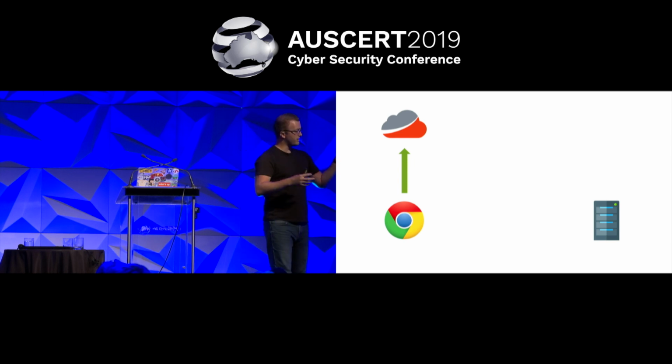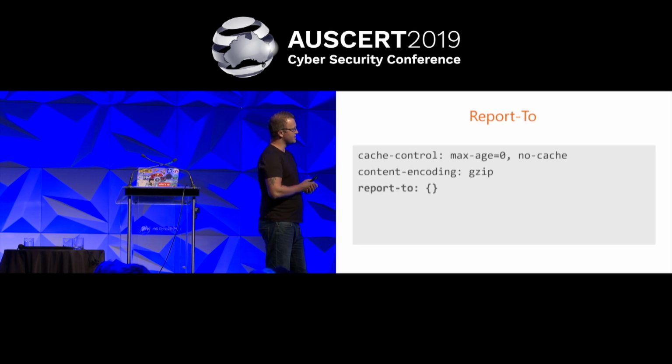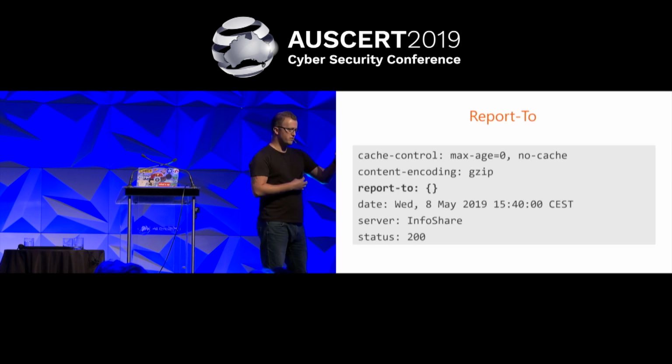Now this sounds really good. It's like, okay, great, I can learn about all of these invisible errors that I couldn't see previously, all these failure cases. Now, to turn on the reporting API, this is pretty simple. First of all, the first step of the configuration is to add the Report-To header here. Now, these are HTTP response headers. You're probably familiar with most of the ones up there.